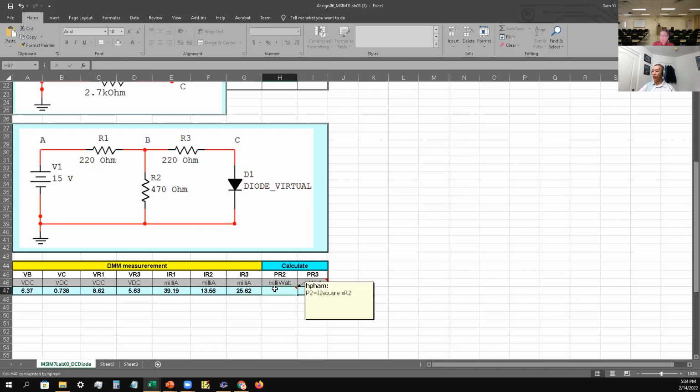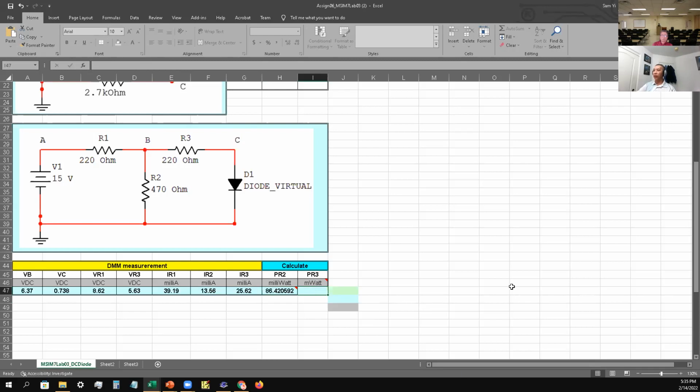So this is going to be equal to, I'm going to open up parentheses. This one is going to be divided by 1000 to get it into amps, and that is going to be squared, and then it's going to be times the resistance of R2. R2 is 470. And then I have to convert that back to milliwatts, so I'm going to times 1000 to change it back to milliwatts.